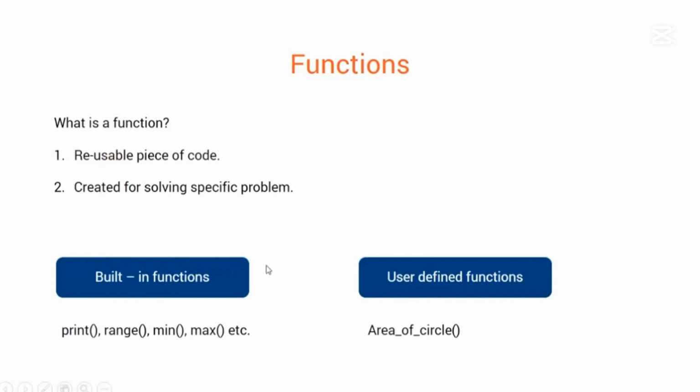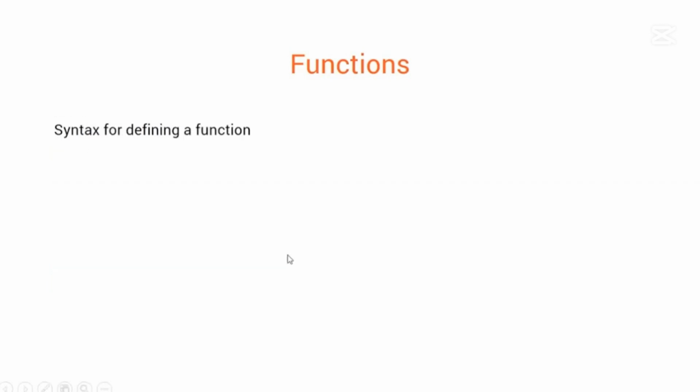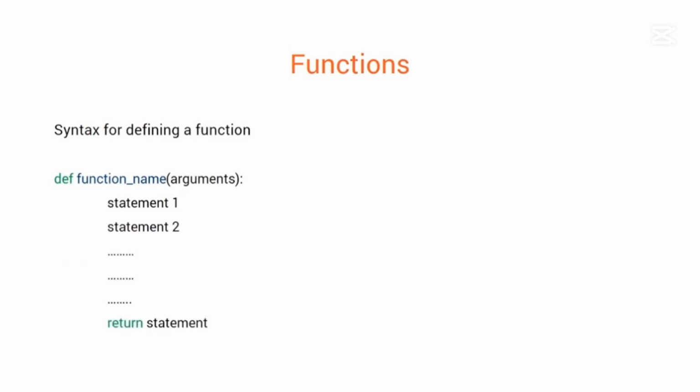Let's see how we can define a function in Python. A function is defined by a def keyword followed by the function name and arguments enclosed in the brackets. This is followed by a colon and some indented statements with a return statement at the end. A return statement is what exits the function. It may or may not return anything.